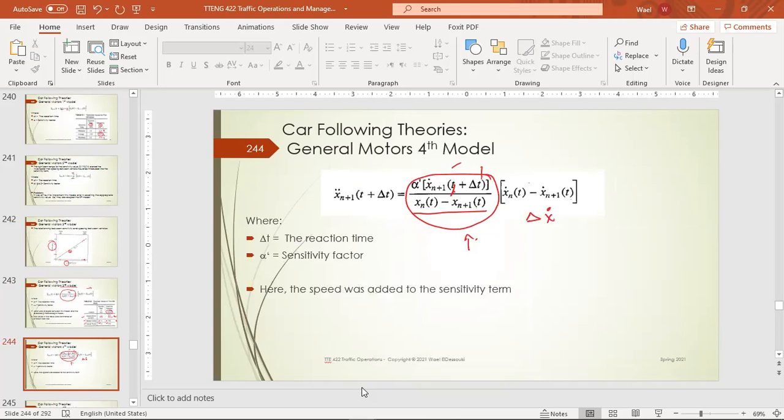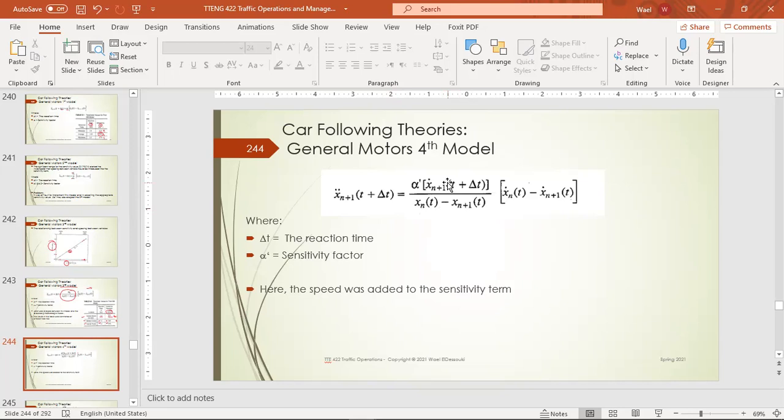Then they came up with the fourth model, which was basically in this shape. It took into consideration not only the distance or the spacing between the lead vehicle and the following vehicle, but also the speed of the following vehicle.